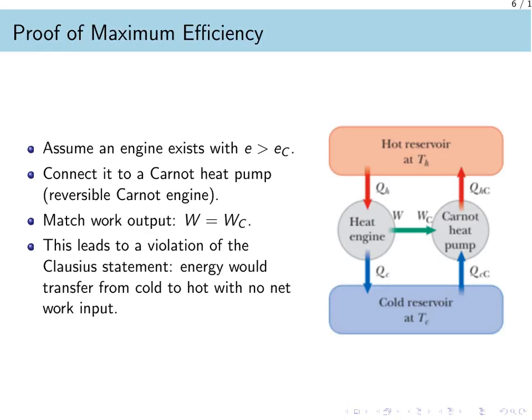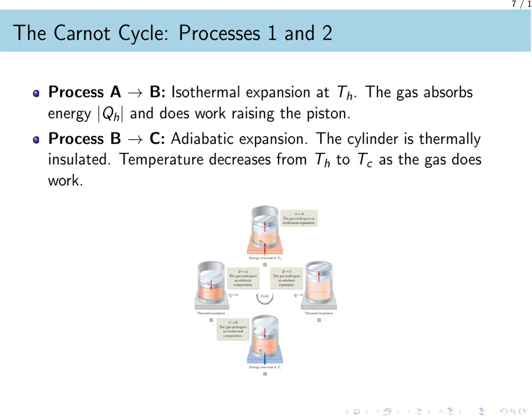To prove that the Carnot engine has the maximum possible efficiency, we use a proof by contradiction. We start by assuming an engine exists with an efficiency greater than the Carnot efficiency. If we connect this hypothetical engine to a reversible Carnot heat pump and match their work outputs, we create a system where the net work is zero. However, this configuration would result in a net transfer of energy from the cold reservoir to the hot reservoir without any external work. This directly violates the Clausius statement of the second law of thermodynamics, proving our initial assumption was impossible.